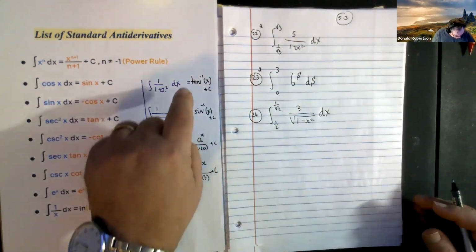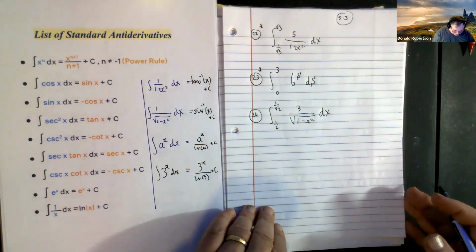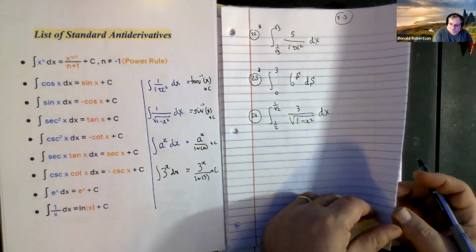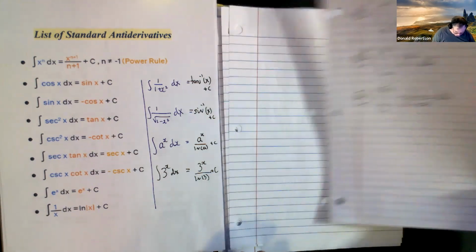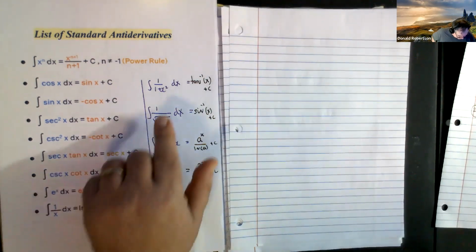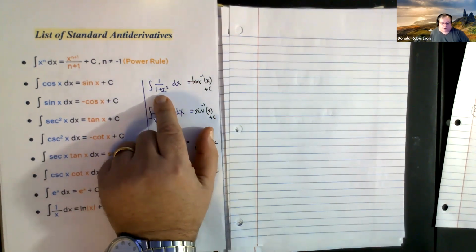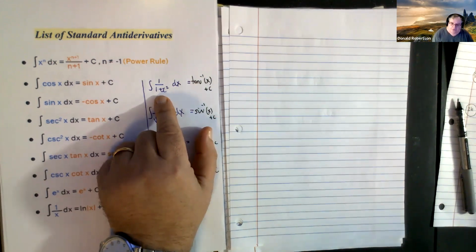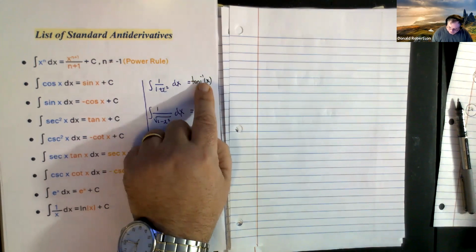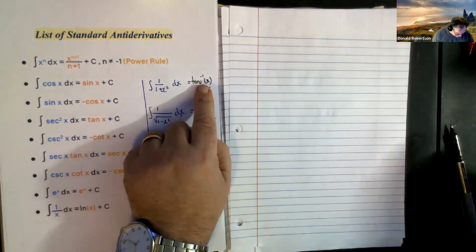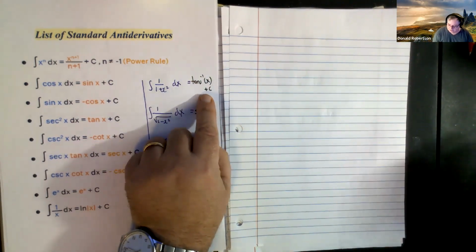And what I had to do is add some more antiderivatives to our list of things that we have the antiderivatives for. So let's start with the first one. 1 over 1 plus x squared. Its antiderivative is the inverse tan of x, sometimes called arctan of x.